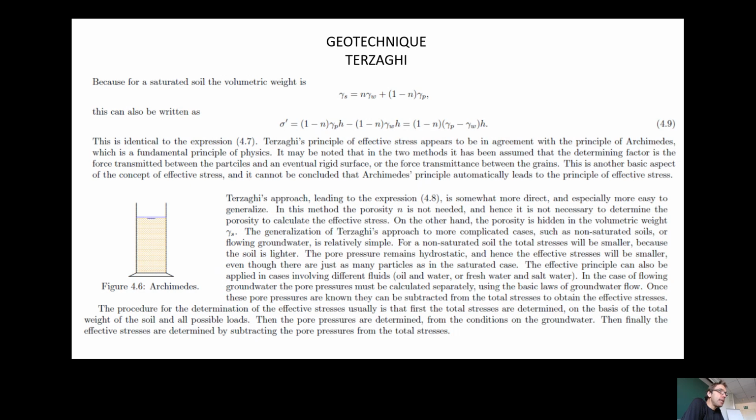Otherwise, Terzaghi's approach is more direct than the Archimedes principle, and in general it is simpler to use. This is why, in general, we use this value. In particular, as we said, it's not necessary to introduce n to calculate the effective stresses. On the other side, the porosity is hidden inside the volumetric weight gamma s, which is, as we said the day before yesterday, a general value that defines the entire soil. In fact, you can see here that n is present inside gamma s, so it's only changing the position of n.